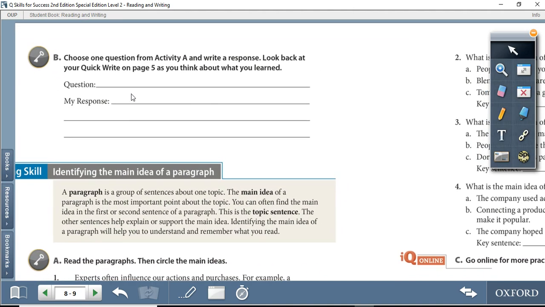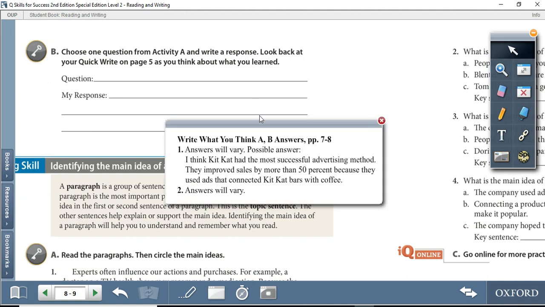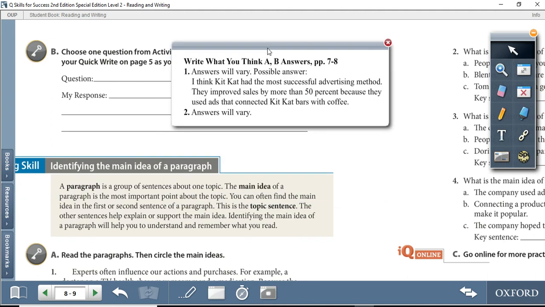In section B, you need to choose one of the previous questions and write a response. Like I said before, you can follow in the footsteps of these examples.